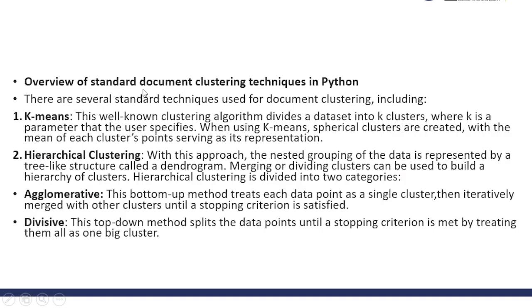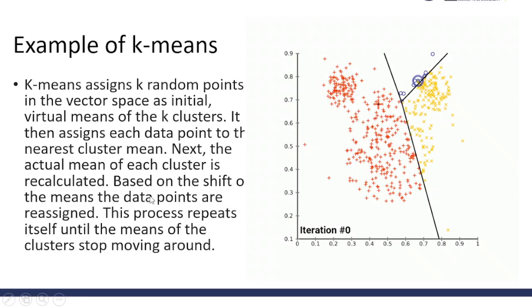So we have majorly two techniques, k-means and hierarchical clustering. Now k-means is dividing the data set into k clusters, where k is nothing but the number of clusters that the user specifies, and here I will get the clusters depending upon their distance from the centroid. Let us look at an example of k-means.